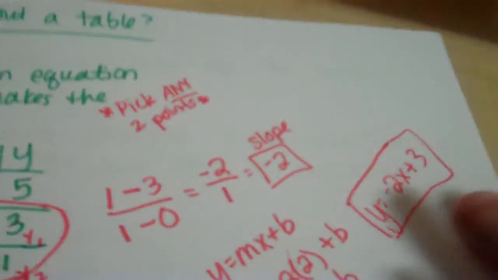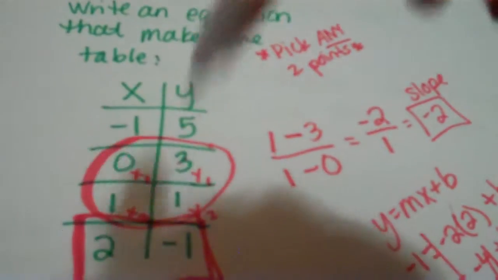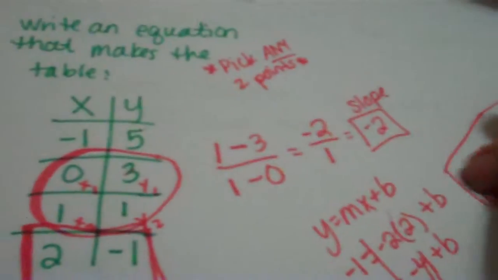Okay, alright. So if I give you a table, and you will see these in algebra, on your EOC, all you have to do is pick any two points you want, find the slope, plug it in, there you go. Alright, last example, then we're done.